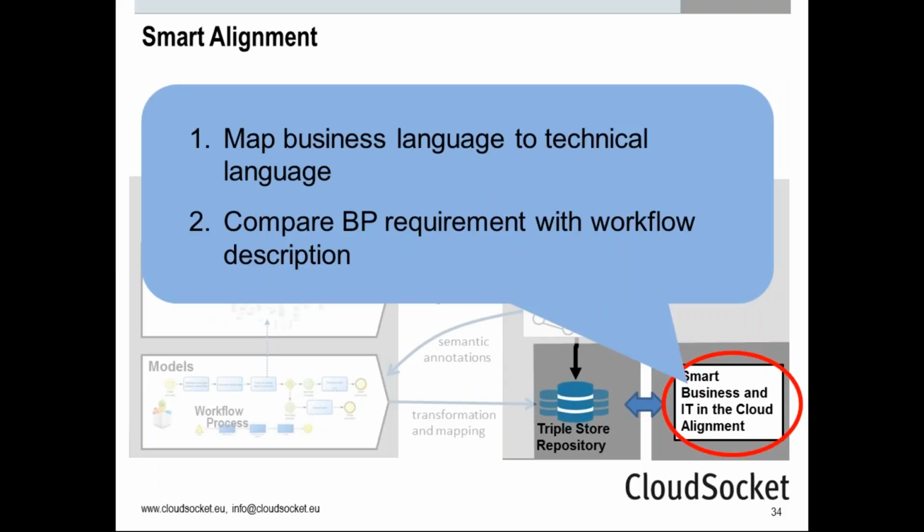To do this, we have a two-step approach. The first is that we have to map the business language to the technical language. Remember that we have different ways to represent the availability in the requirements and the description part. So we map the two languages into a common language, and then we compare the two values from the requirements and the workflow description. As a result, we will identify only those workflows that satisfy the business process requirements.